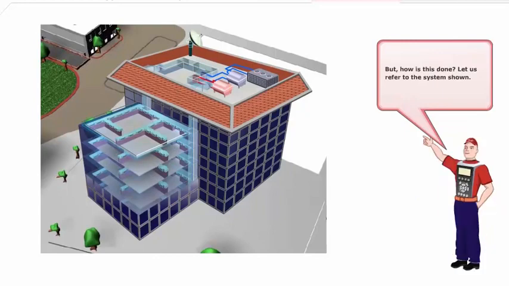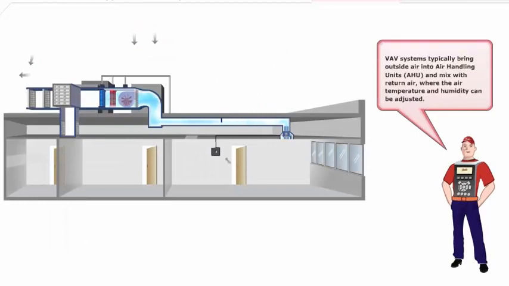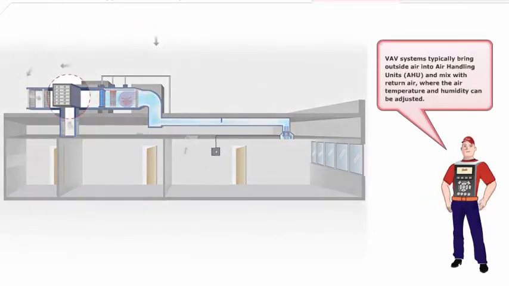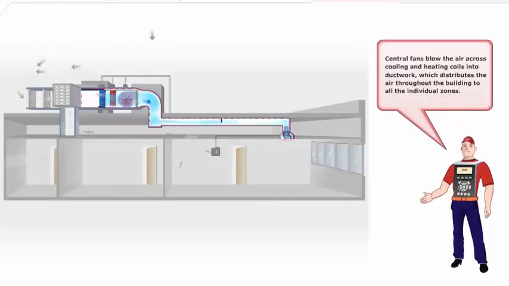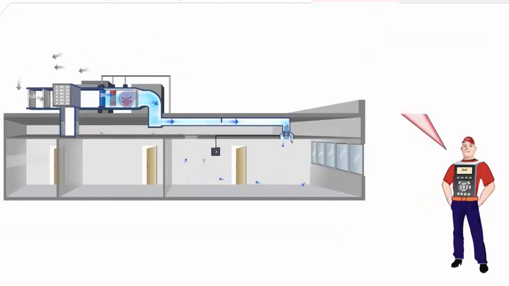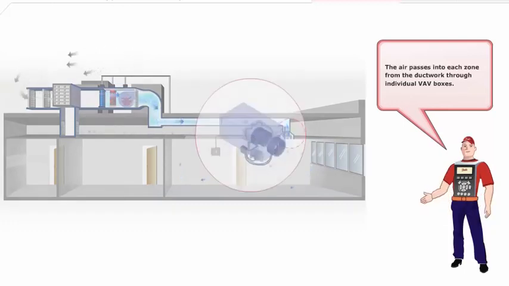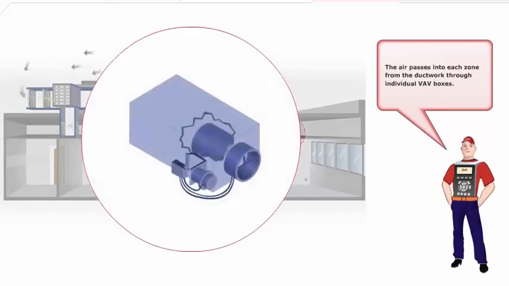But how is this done? Let us refer to the system shown. VAV systems typically bring outside air into air handling units and mix with return air where the air temperature and humidity can be adjusted. Central fans blow the air across cooling and heating coils into ductwork, which distributes the air throughout the building to all the individual zones. The air passes into each zone from the ductwork through individual VAV boxes.